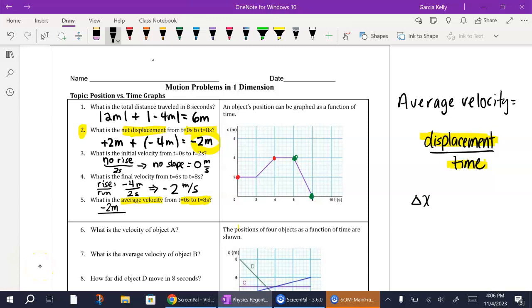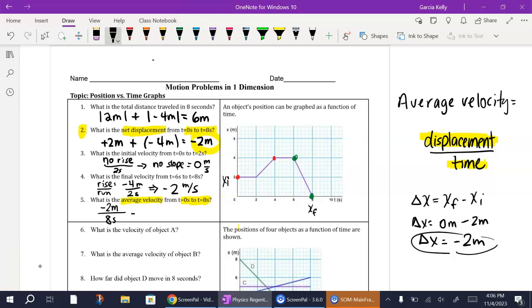Displacement, remember, is also delta x, final minus initial. This was your final. This was your initial. Your final was at 0 meters. Your initial was at 2 meters. So that your displacement comes out to negative 2 meters. So that matches. And then your time was 8 seconds. So that our final answer is going to be 1 over 4, the same thing as negative 0.25.